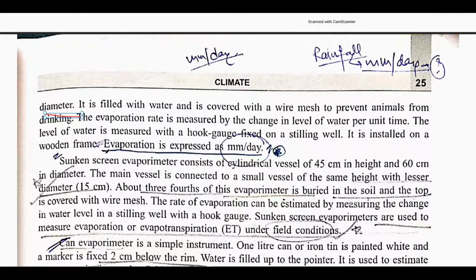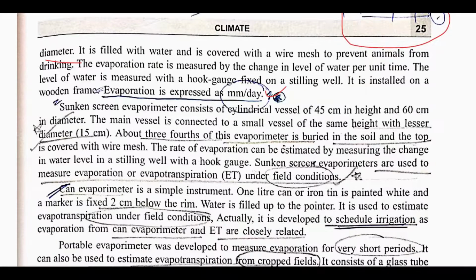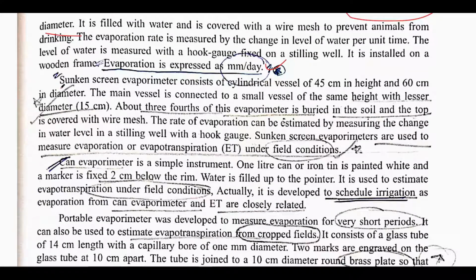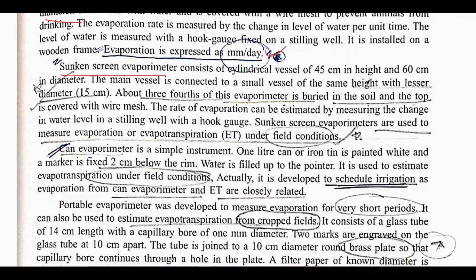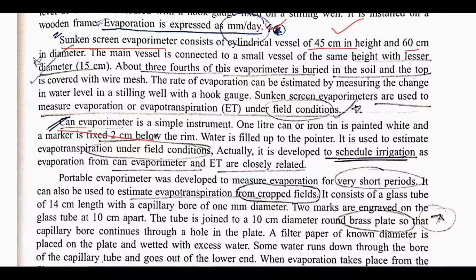Now evaporation is expressed in terms of millimeter per day, so remember that unit. If you talk of rainfall, it is also measured in terms of millimeter per day, so both the units are the same. The other instrument is the sunken screen evaporimeter. You need to remember the dimensions. It has a height of 45 centimeter and a diameter of 60 centimeter. Also, the Class A evaporimeter is used.